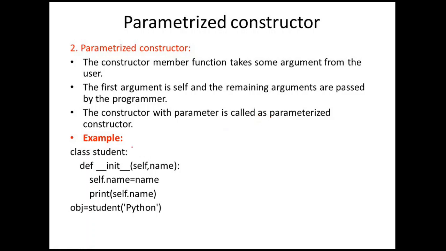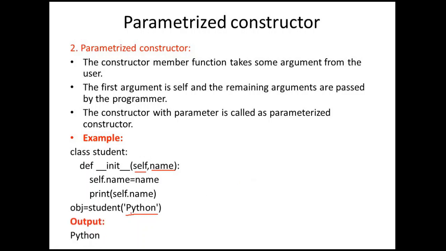The example for parameterized constructor is class Student. We have created the constructor here, but along with the parameter self we have one more parameter, name. So self.name is equal to name, and then I'm just printing the name here. While creating the object, you just observe we are passing one parameter, which is a string. Since this particular constructor has a parameter, it is called a parameterized constructor.